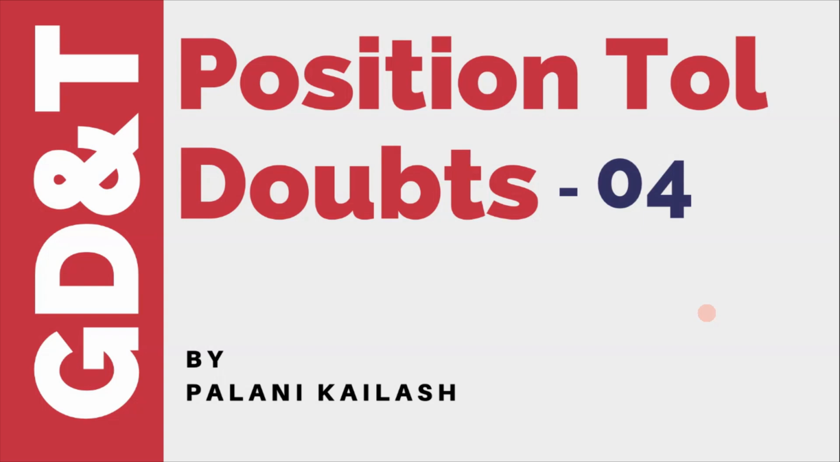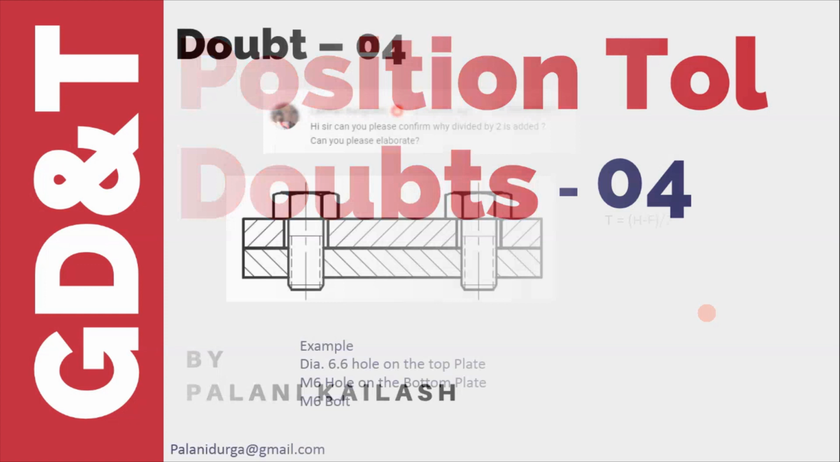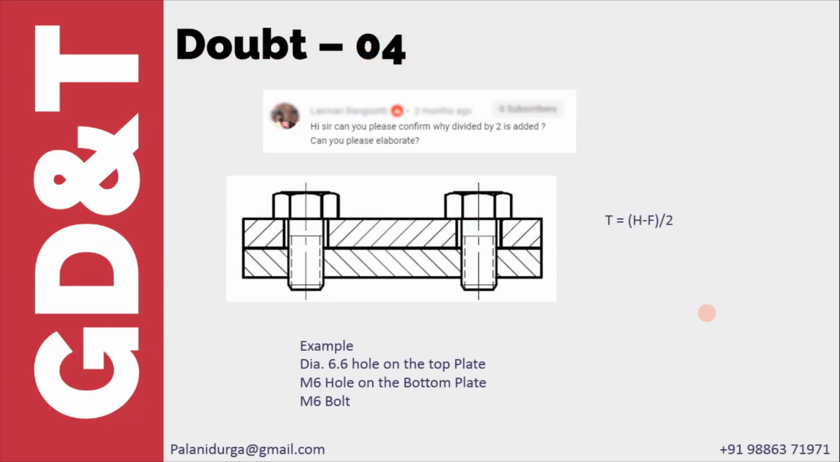Hi friends, we have another doubt on positional tolerance. Can you please confirm why divided by 2 is added? Can you please elaborate? This question is related to the fixed fasteners formula.